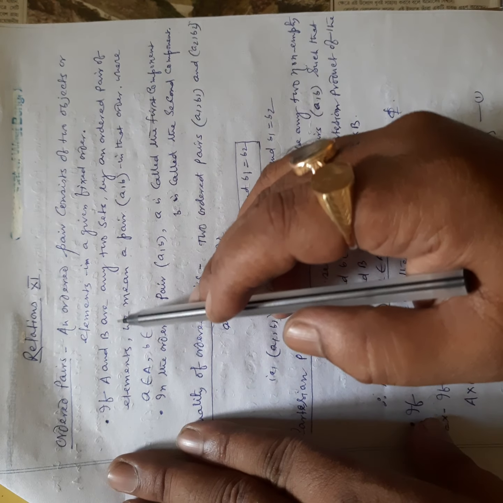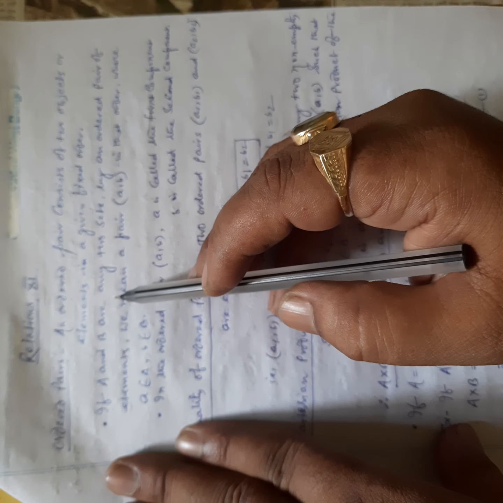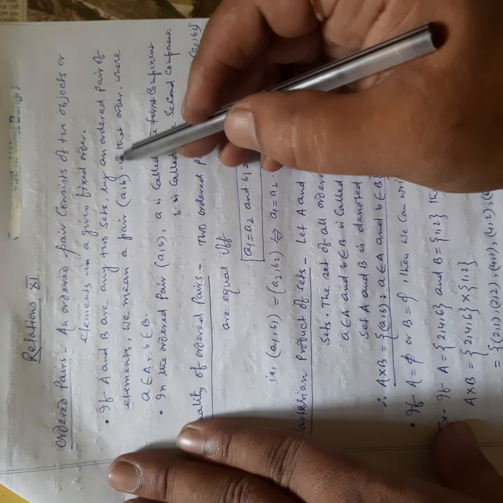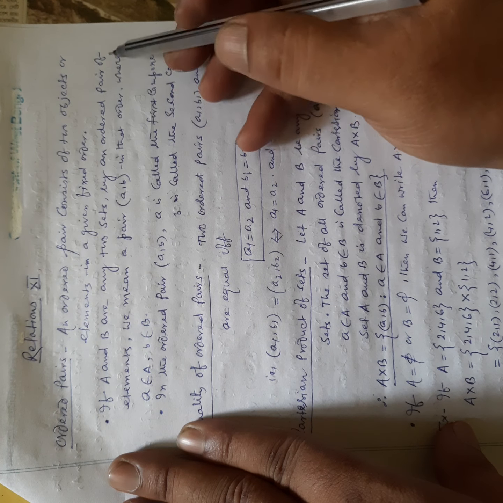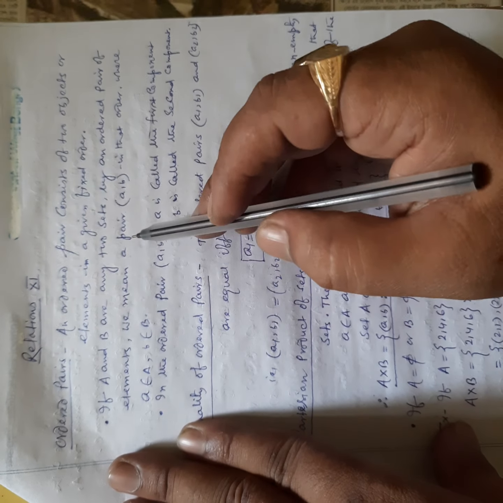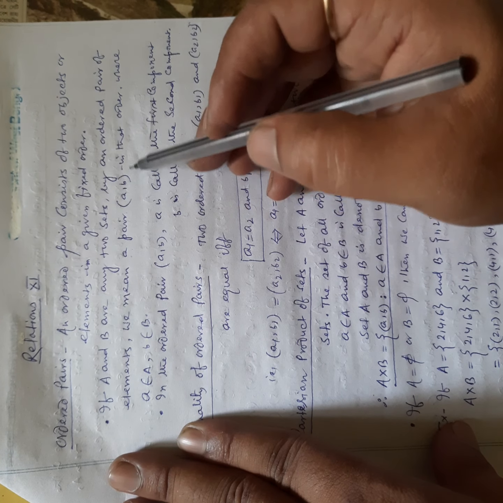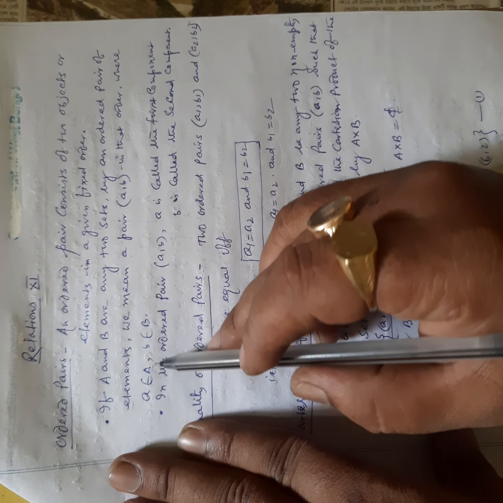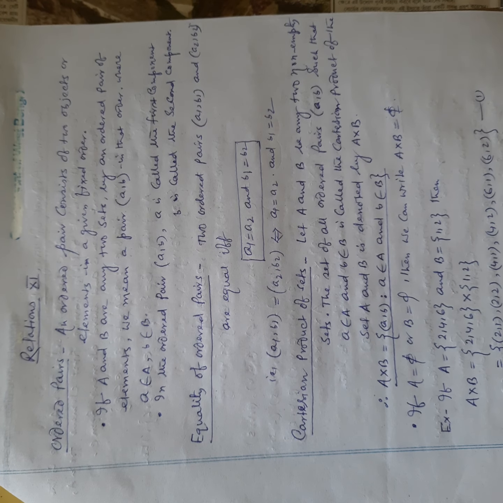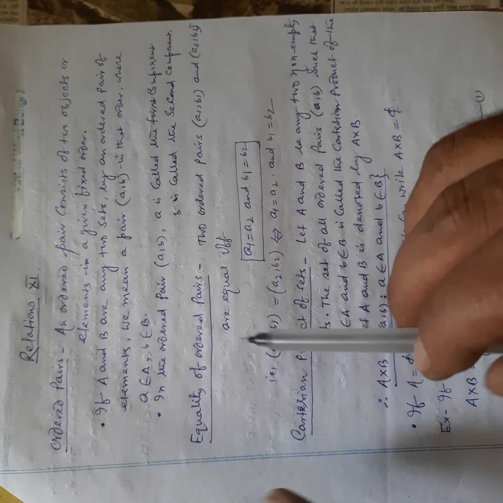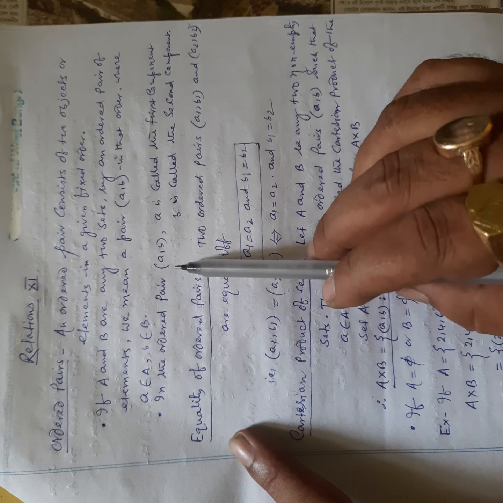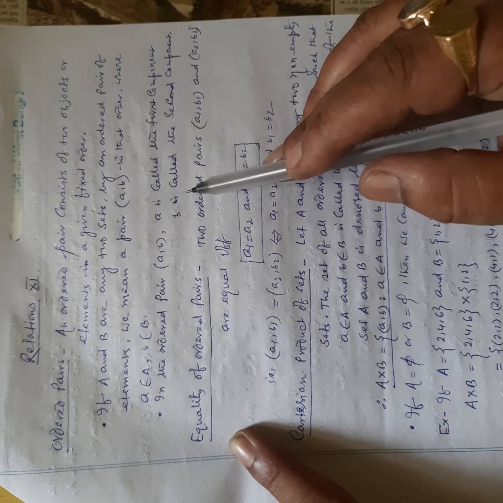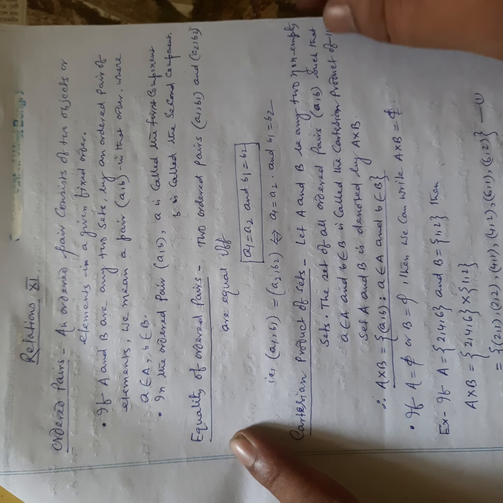If A and B are any two sets, by an ordered pair of elements we mean a pair (a, b) in that order, where small a belongs to capital A and small b belongs to capital B. In the ordered pair (a, b), a is called the first component and b is called the second component.